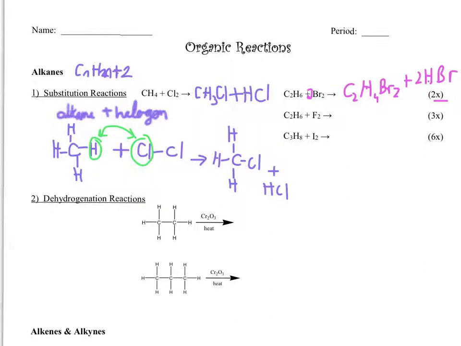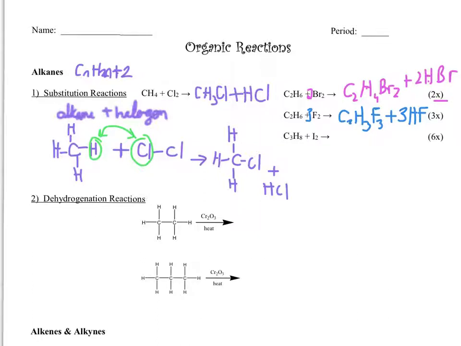Let's look at the next one. So the next one, I have C2H6 reacting with F2, but I'm going to do that 3 times. So that means I'm going to substitute 3 hydrogens with 3 fluorines. So C2H, originally I had 6. 3 of them are going to be substituted, so I have 3 left. And those 3 hydrogens that were substituted are substituted with 3 fluorines. And then I have 3 HF left over as my byproducts.